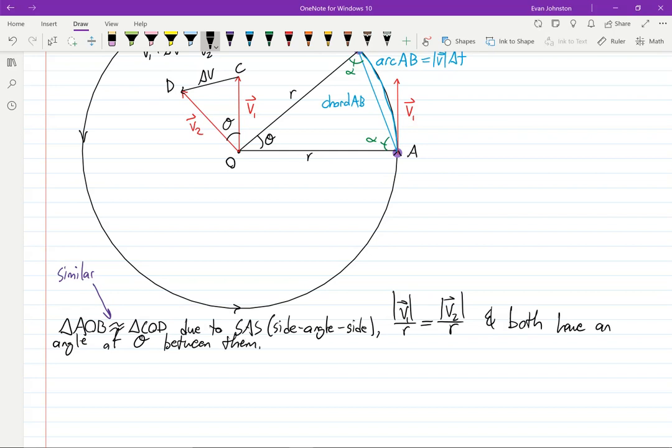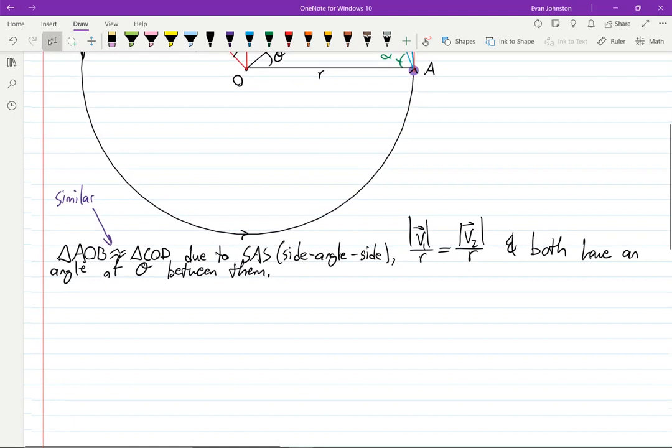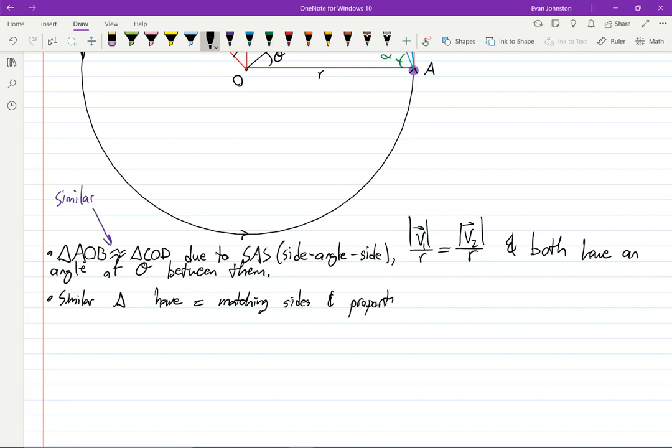So that's really the majority of our trigonometry here for us. Now, what this means, though, just taking a visual note here to remind you, is similar triangles have equal matching sides and proportional side lengths. So the side lengths are not the same, but they're proportional to each other.